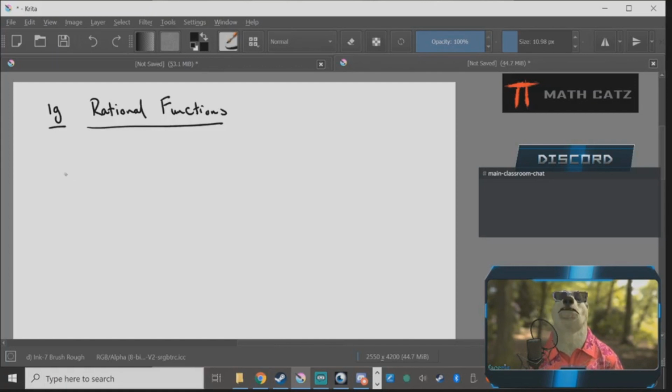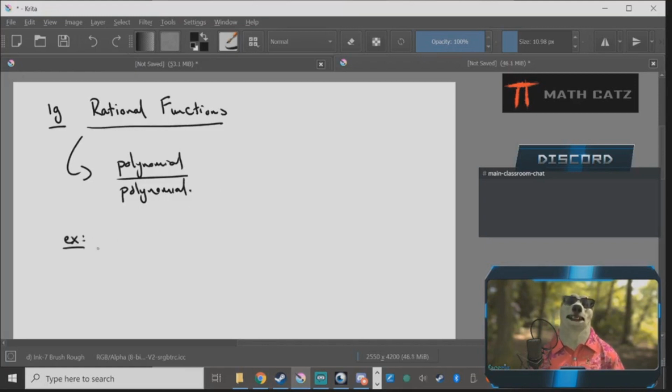So we first want to understand what is a rational function. A rational function is simply a fraction of polynomials. So I'll have polynomial over polynomial. So let's make some examples. An example could be 2x, that's a polynomial, over x squared plus 1, that's a polynomial. So it's a fraction of polynomials. That's a rational function.